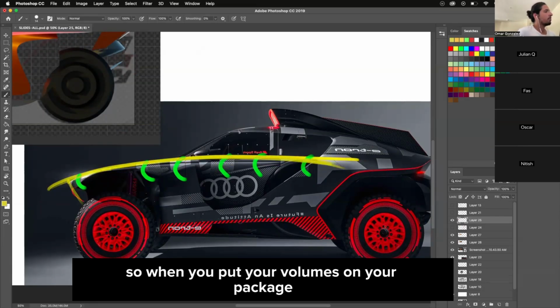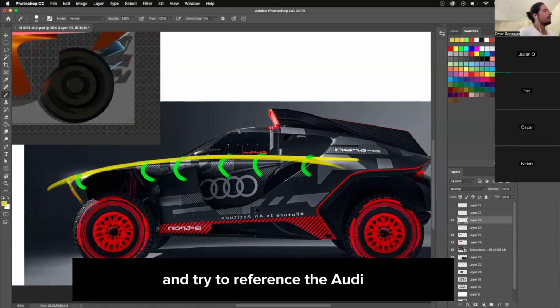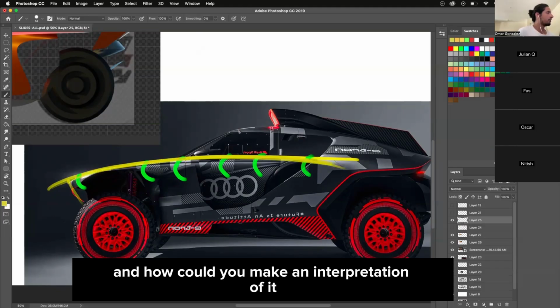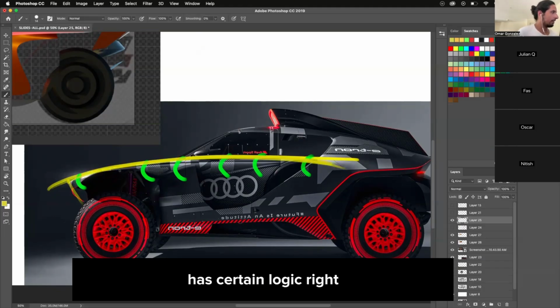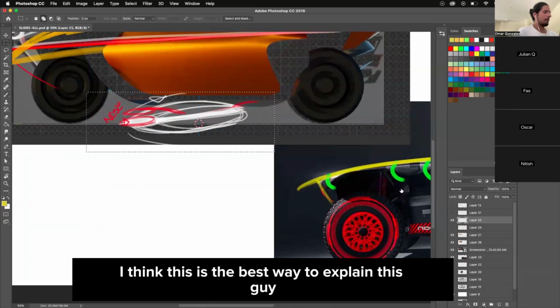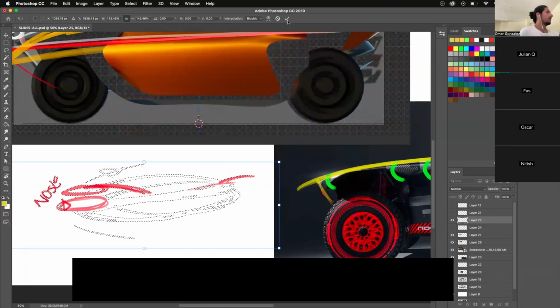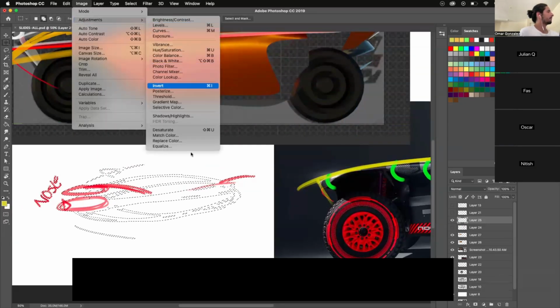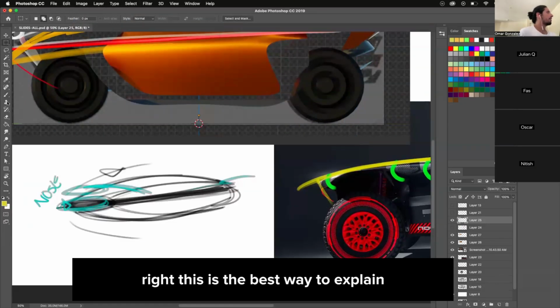So when you put your volumes on your package and try to reference the Audi and all that, it is fine. But try to pay attention to the volumes, how they handle the volumes, and how you could make an interpretation of it. And it has, as I said, certain logic, right? I think this is the best way to explain this. Right? This is the best way to explain.